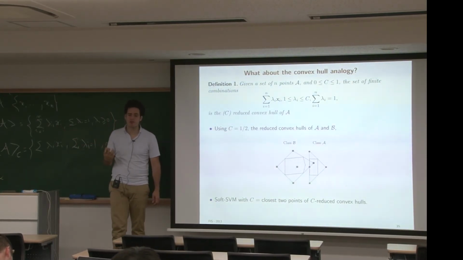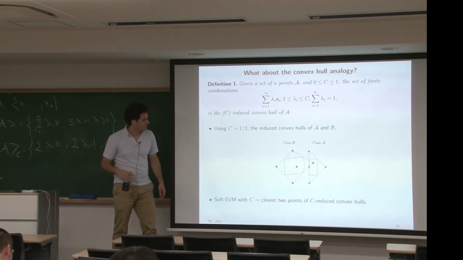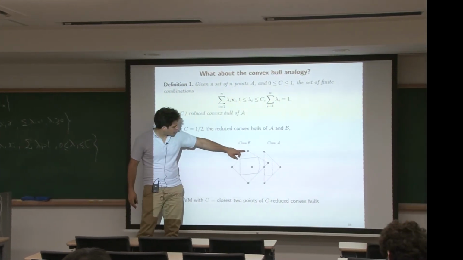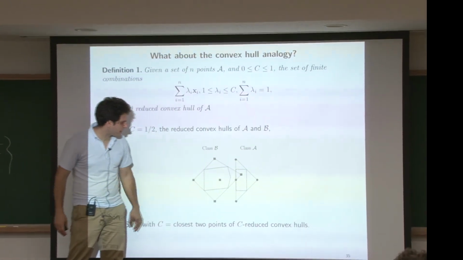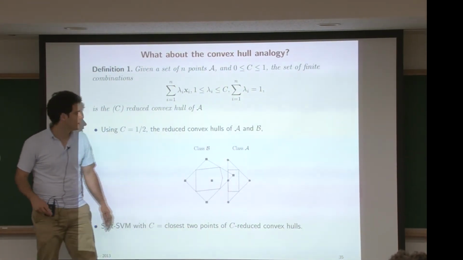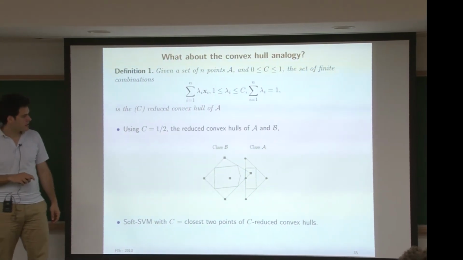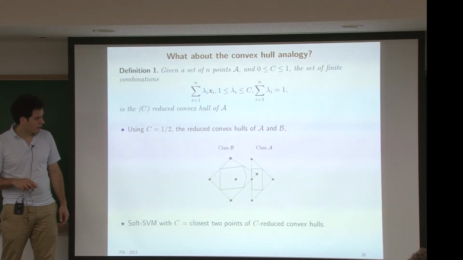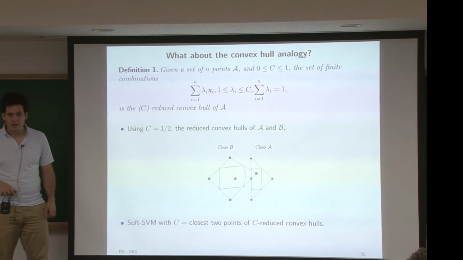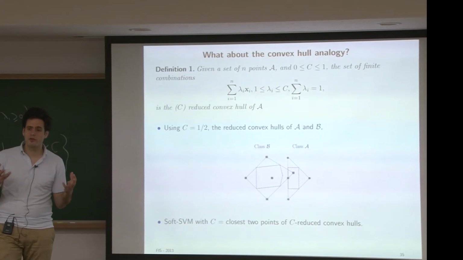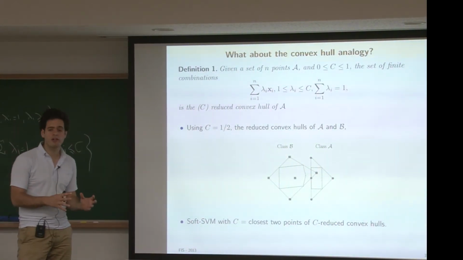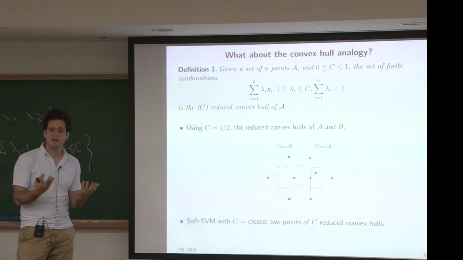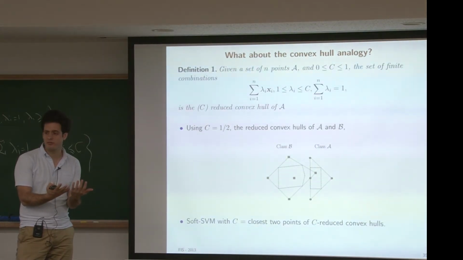But now I cannot do this in the reduced convex hull. Why? Because I cannot put a weight of 1 on this point and 0 everywhere else. I can only put up to C. So let's suppose that C is equal to 1/2. In that case, the reduced convex hulls of A and B are outlined here in those small sets. So what you can see is that if you take a C which is small enough, at some point the reduced convex hulls will not intersect anymore.